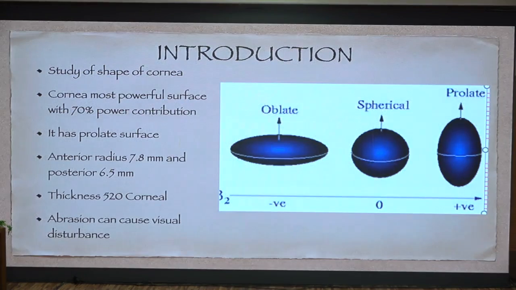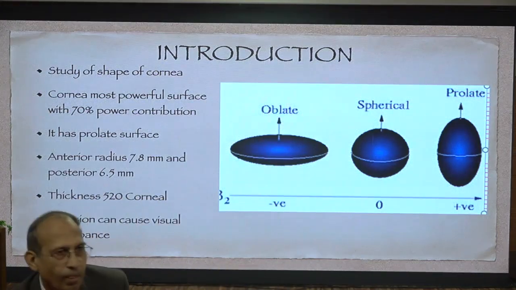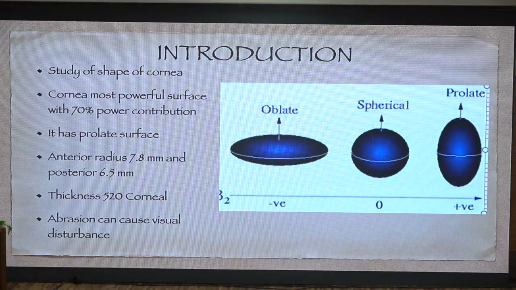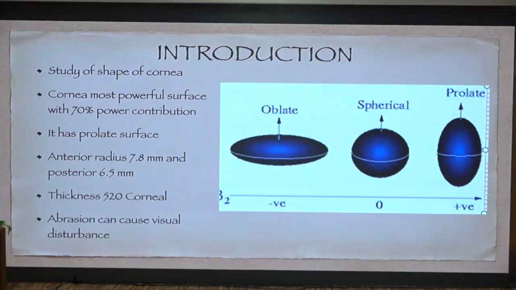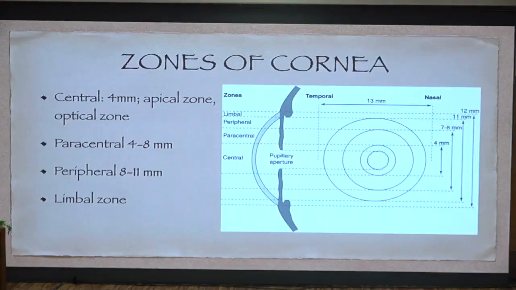Normally, we know the radius of curvature of the anterior surface is 7.8 and the posterior 6.5. The average thickness of the cornea is 520 microns. And why is it important to have topography or a study of the cornea? Because even a small abrasion on the cornea can lead to a lot of visual disturbances.